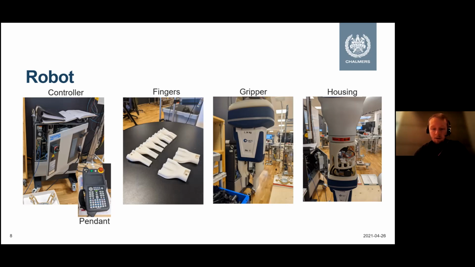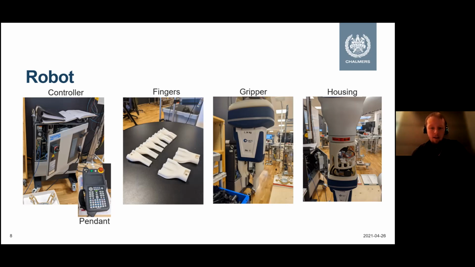It's a coax gripper, and we can, as you see on the bottom there, attach the different fingers to this gripper module. We have a homemade housing, also 3D printed, to package together the different wires and connections for the gripper module.